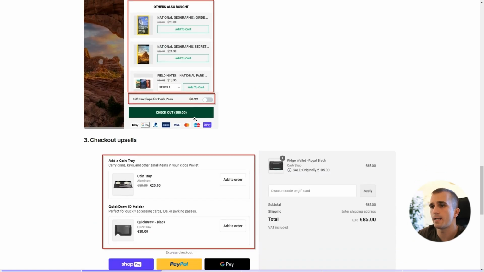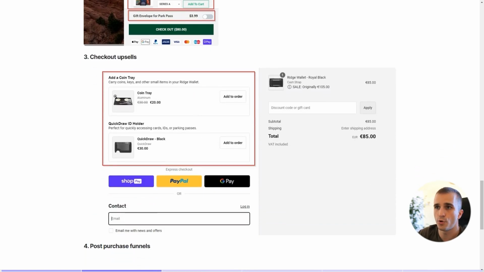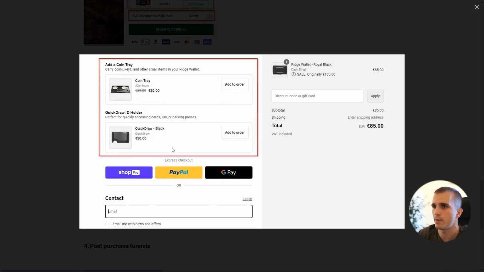Another way you can increase your AOV is in your checkout. This is not available for all the Shopify plans. It's only available for Shopify Plus, but you can see in the checkout how this brand called Ridge has this option. You can easily click on add to order and add it to the cart. It's really important that you don't add some ultra expensive products here, because that will just get them into another thinking session. You still want to make them place their first order, but these low-cost add-ons are just an added bonus and they can add it to the cart and increase your AOV.